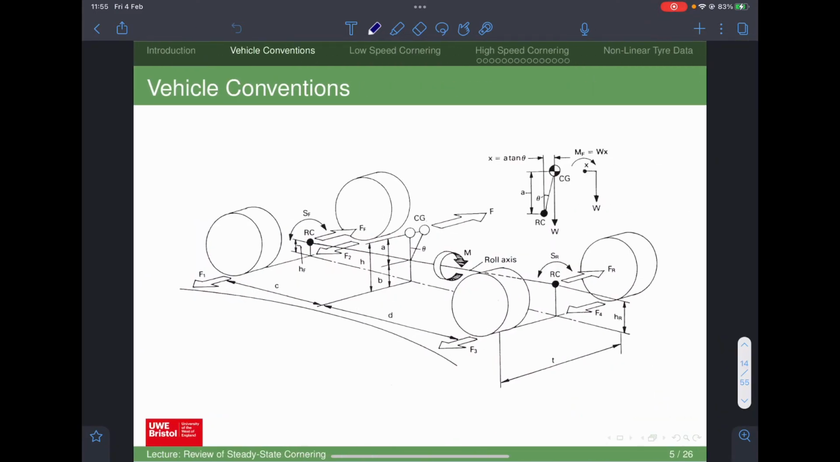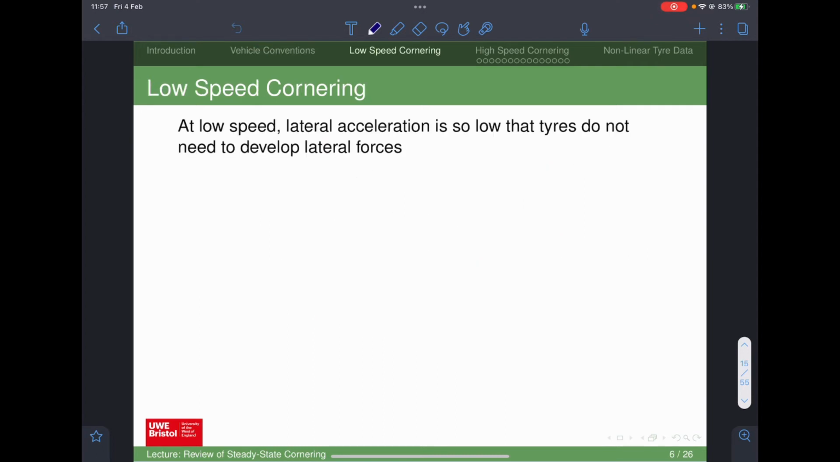Now this is a bit more of a complicated diagram, and it's more to do with roll, so we'll look at it again in chapter 5. When we talk about cornering, we divide it into low speed and high speed cornering. Low speed is very simple: lateral accelerations are very low, so we're talking 1 or 2 meters per second squared, 0.1, 0.2, 0.3 g, that sort of stuff. The lateral acceleration is so low that the tyres don't develop any lateral forces themselves.